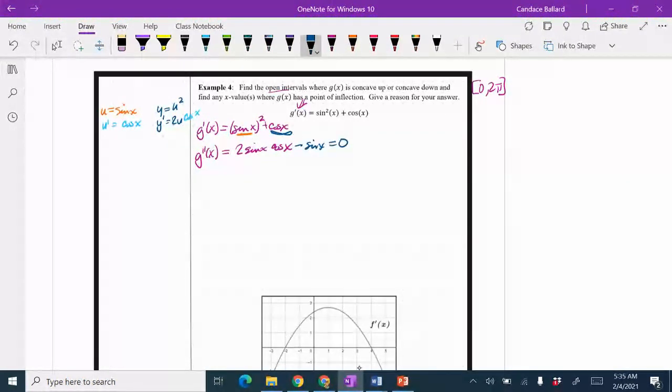Now I set that equal to 0. If you notice, this group and this group have a greatest common factor of sine, so I'm going to pull that out. So we've got sine of x times 2 cosine of x minus 1 equals 0. I'm going to set both of those equal to 0 by the zero product property. I'm going to solve this one here. So 2 cosine x equals 1, so cosine x equals 1/2.